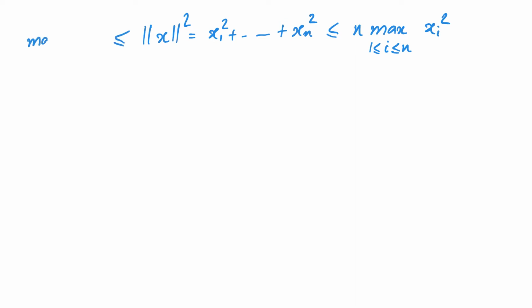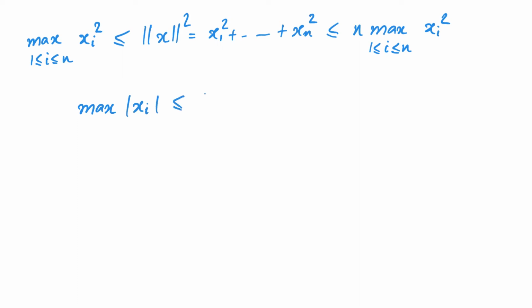Notice that norm x square is equal to x1 square plus x2 square plus etc. up to xn square, which will be less than or equal to n times xi square if xi square is the biggest of x1 square etc. up to xn square. On the other hand, notice that this largest xi square itself will be less than or equal to norm x square. Therefore, we can write that maximum of xi square is less than or equal to norm x square, which is less than or equal to n times maximum of xi square.